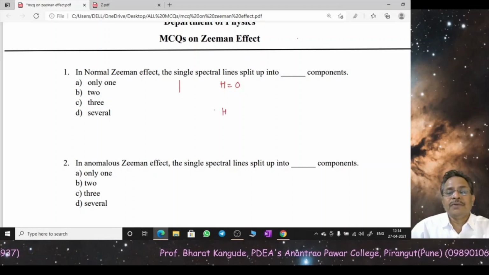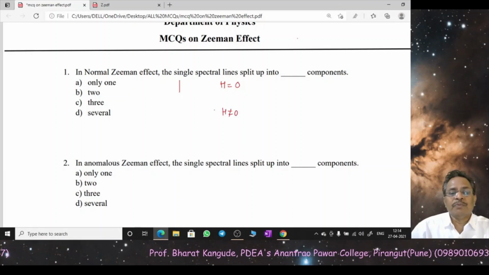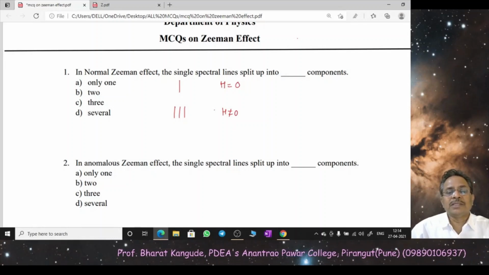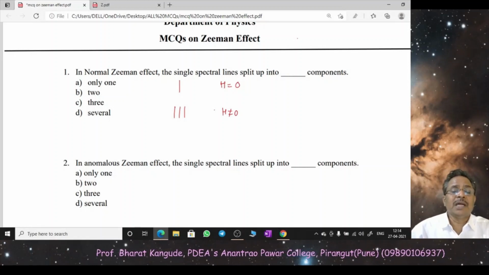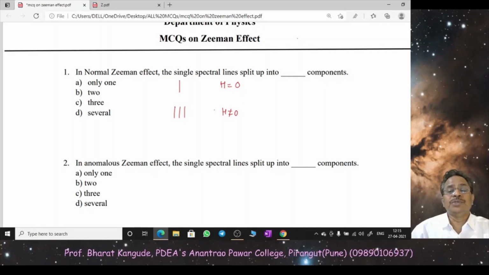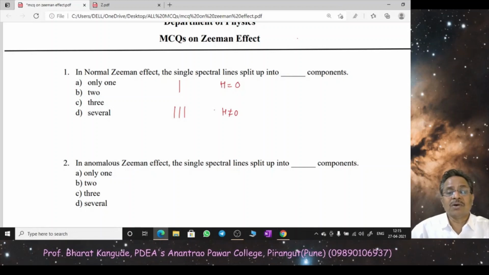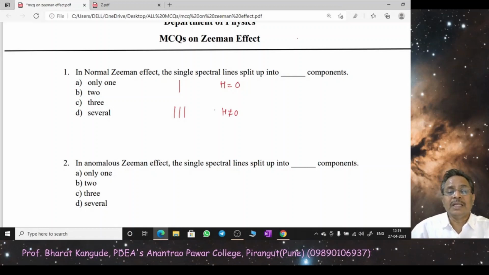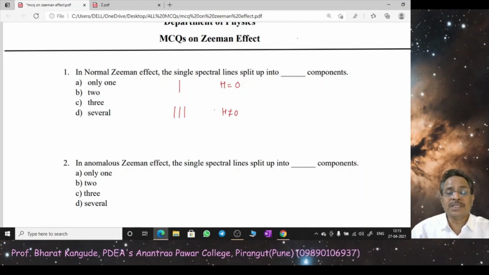But when a certain field is applied, if it is not equal to 0, then the spectral lines get split in such a manner. There is one original line, and there are two lines, one on the left hand side and one on the right hand side, one with some lower frequency and another with some higher frequency, along with the original frequency, or you can talk in terms of wavelength too. Such splitting is observed and this is called normal Zeeman effect. So usually a singlet or single line gets split into 3 different lines, that becomes a triplet, and that effect is called the normal Zeeman effect.